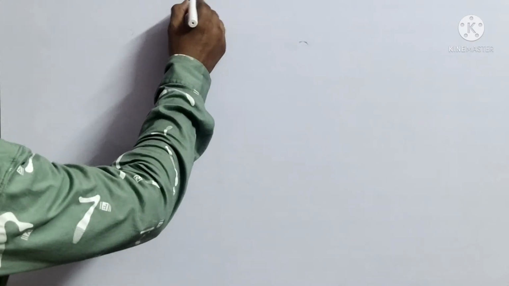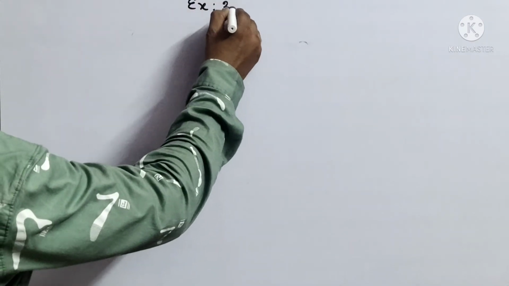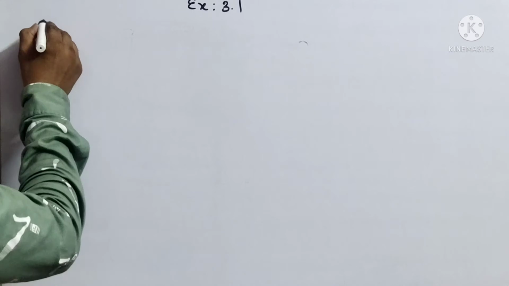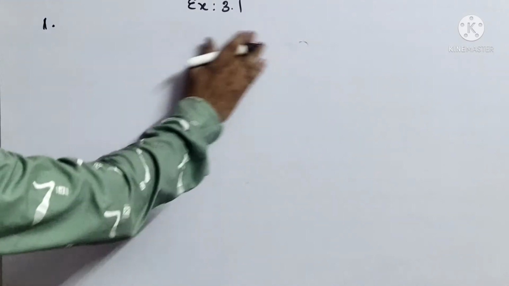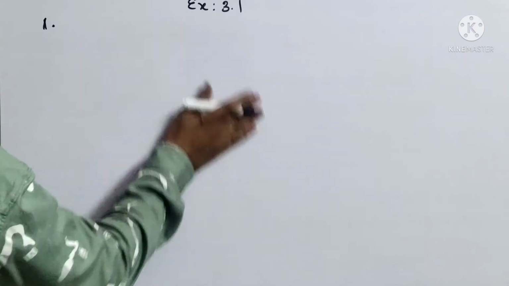Listen very carefully, children. Here, exercise 3.1, the first question. In the graph you need not write the question. Actually it is possible to write it, because 2 pages are compulsory for the solution.